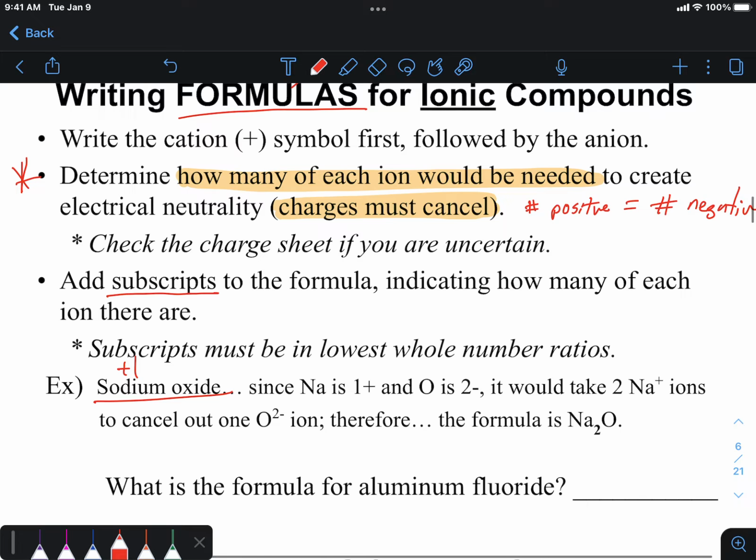Sodium oxide. Sodium has a charge of +1. Oxygen, you look up oxygen's charge, it's -2. Now, the key point is that these charges must cancel, but right now they do not cancel. So to make them cancel, you're going to need 2 of these sodiums. And that's why the formula is going to be Na with a subscript of 2, O. That tells us that there are 2 sodiums, because you need 2 sodiums to cancel oxygen's -2 charge.